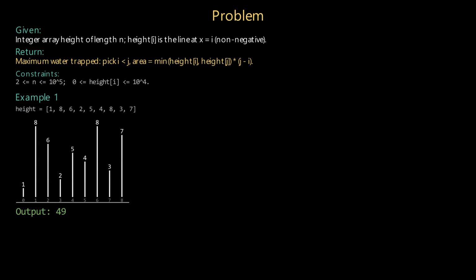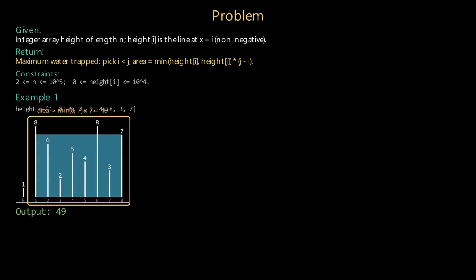Constraints: keep n in a safe range and heights within 0 to 10,000. Example 1, heights 1 8 6 2 5 4 8 3 7. The best pair is index 1 height 8 with index 8 height 7, width 7, water level 7, so 7 times 7 equals 49. That is the maximum output.